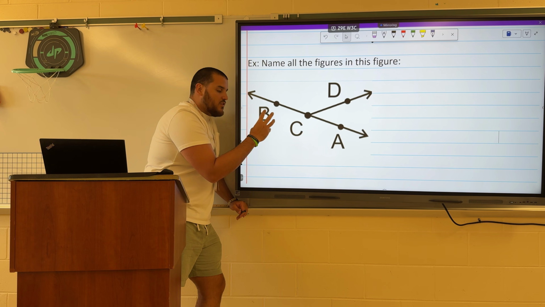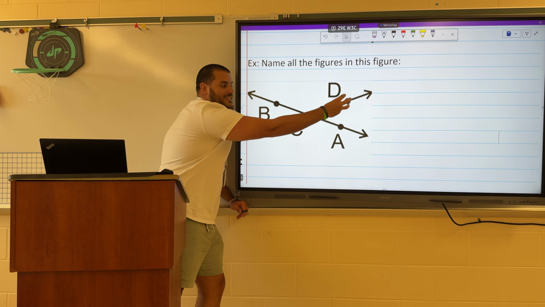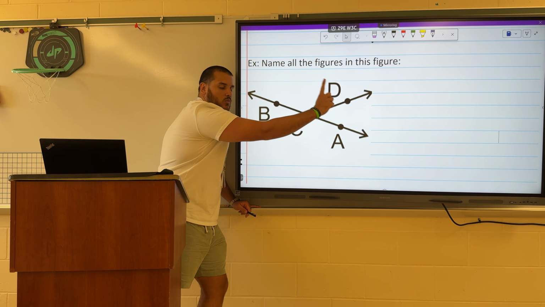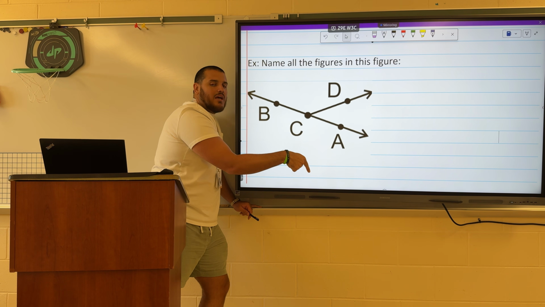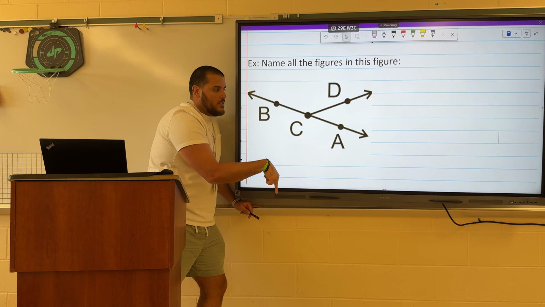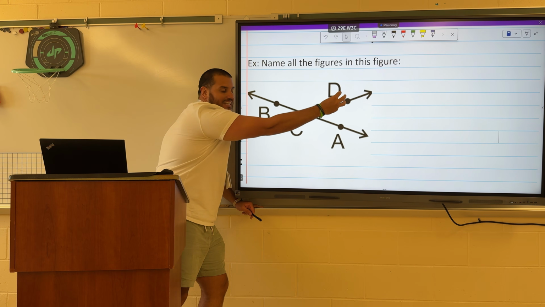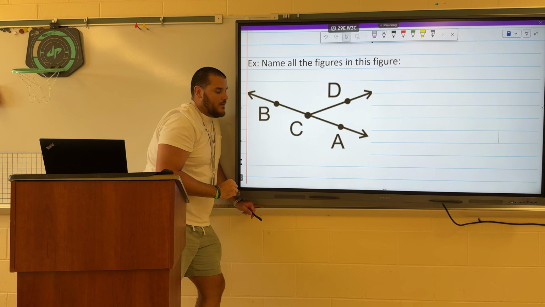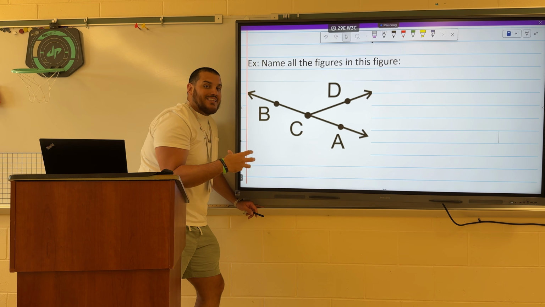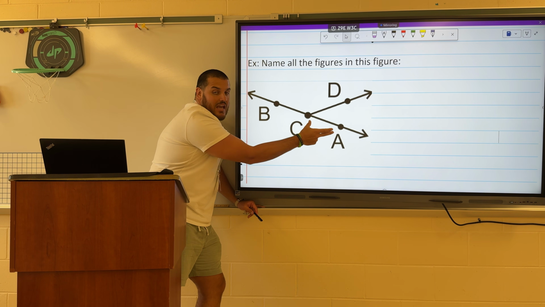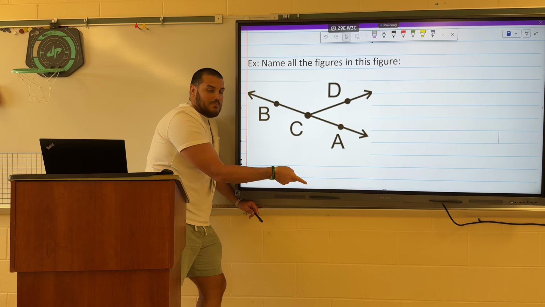But if I refer to the group of B, C, A, and D, those are not collinear points because D, that one single point, is not on the same line as all the other ones in the group. So B, C, A are collinear, B, C, A, and D are not collinear. In addition to points, things like segments can be collinear. For example, segment BC and segment CA are collinear. They're on the same line.